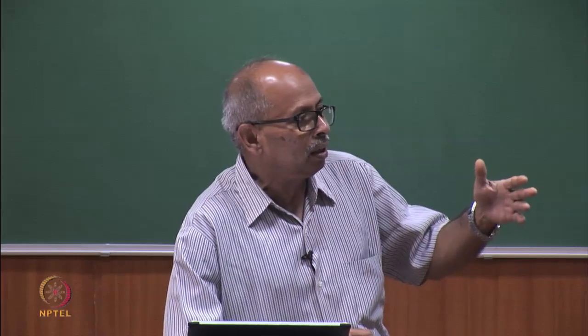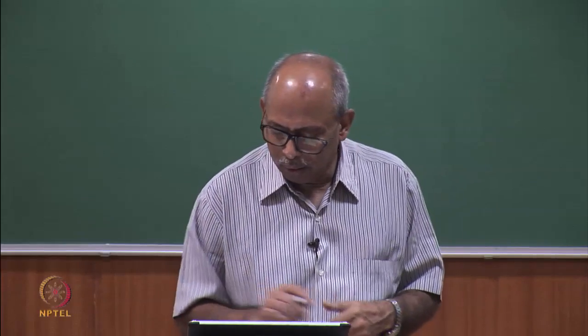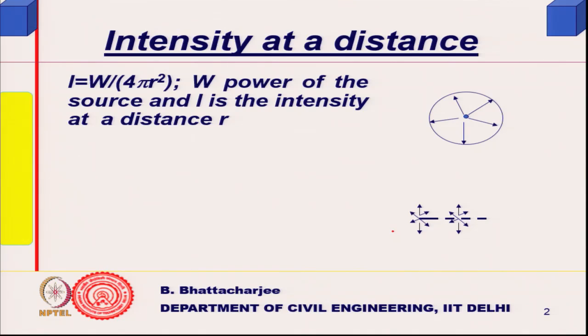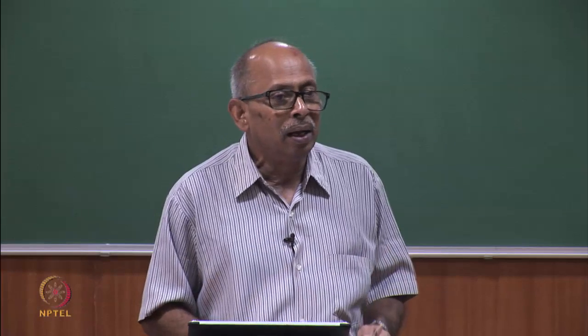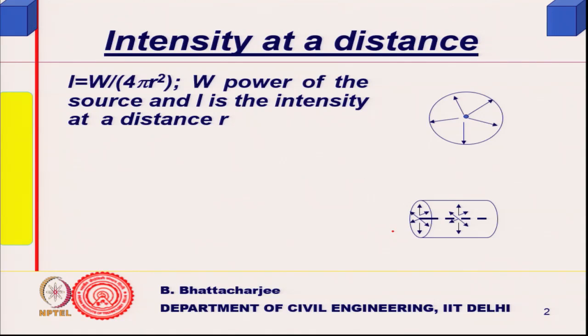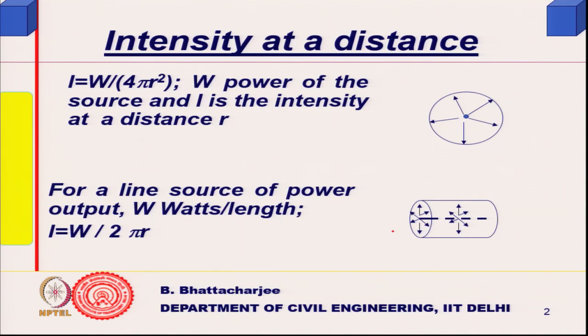like a train, a sufficiently long train, then you can describe it in this manner, with long cylindrical waves. Let us say it is making noise, so it is something like this. So you have a line source; there can be some line sources actually. Then for a line source, it is simply I equals W by 2 pi r, but then W here is power per unit length. So this is what it is.